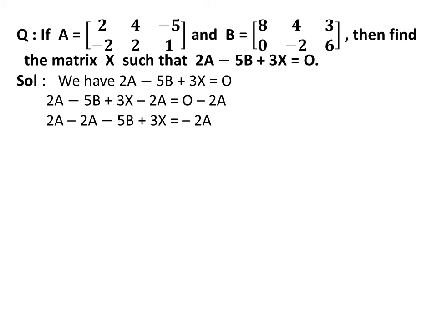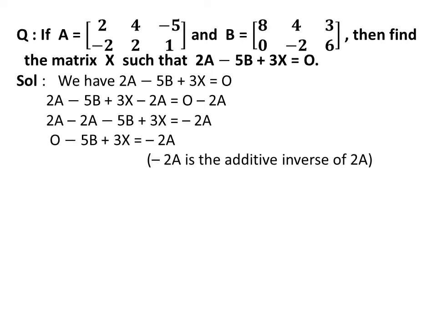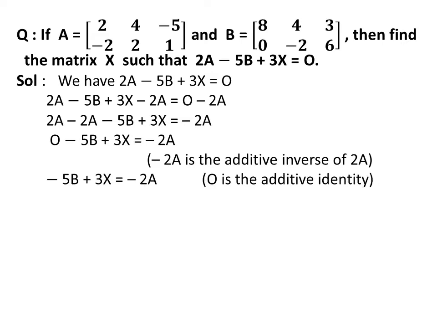As minus 2A is the additive inverse of 2A, so 2A minus 2A is equal to null matrix O. As O is the additive identity, so we get minus 5B plus 3X equals to minus 2A.